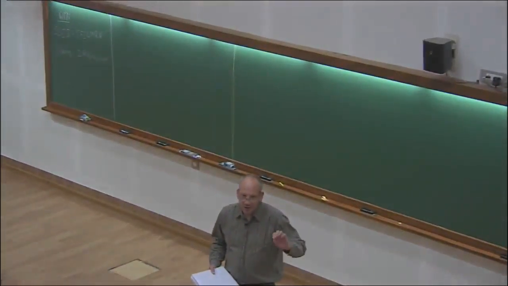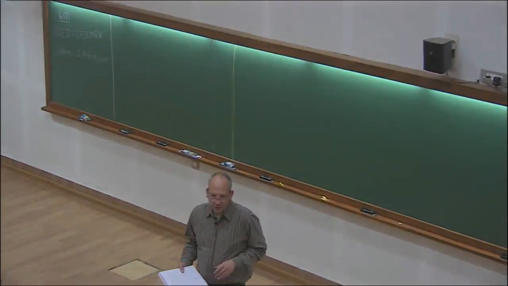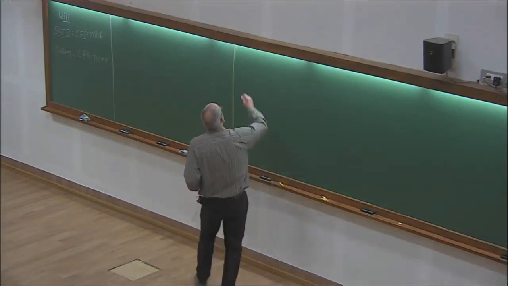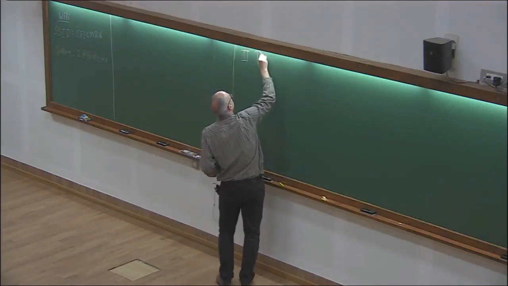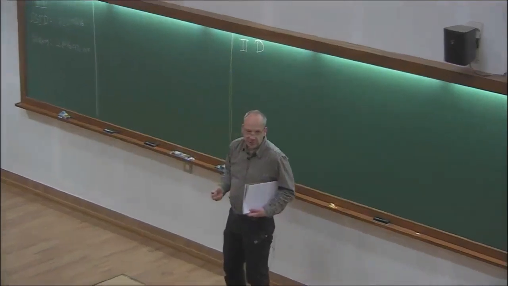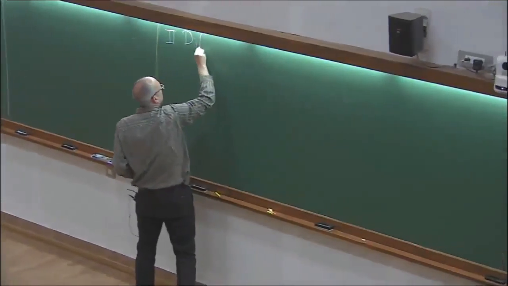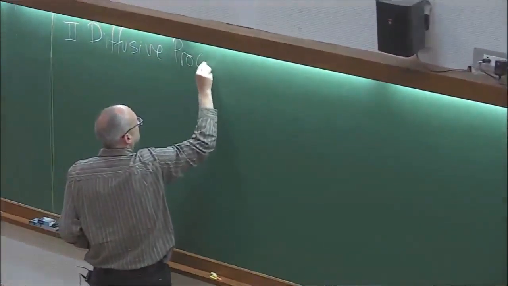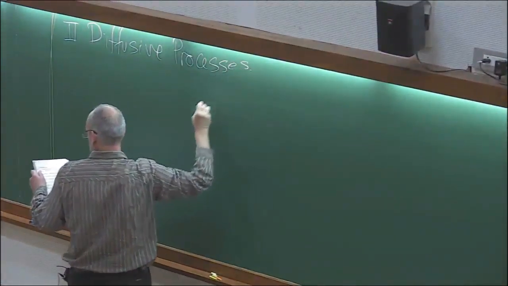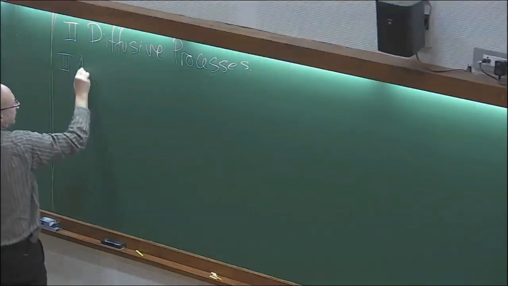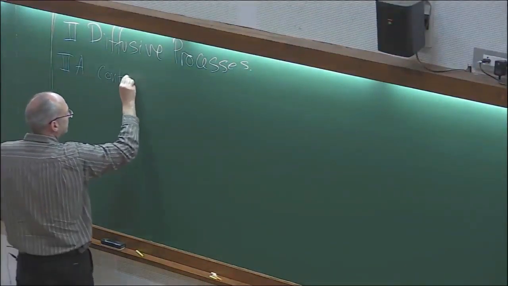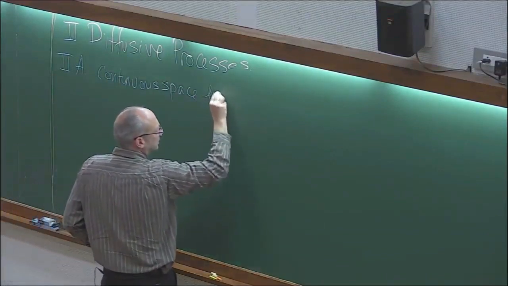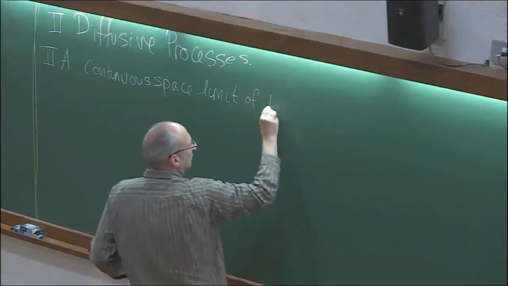Today I want to take what we call the continuum limit to make it a continuous space. So that's what we're going to do today. Lecture 2. And then, as we'll see, it becomes a diffusive process. So I'm going to start off by taking the continuous space limit of the random walk.